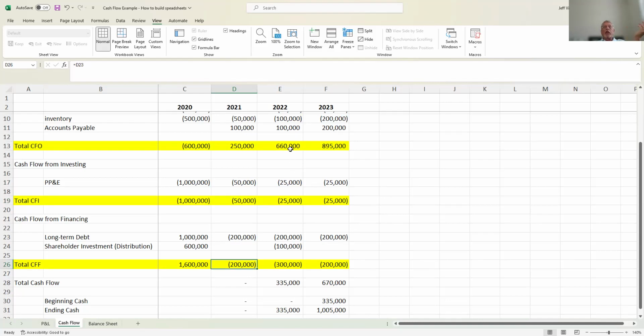The next year, you created 660,000. You only used 25,000 for CapEx. Here you used $200,000 to pay down debt, and you decided, hey, I want some of that, and you paid yourself $100,000. So this is a distribution to you as the shareholder. So in total, you used 325,000. You've got additional cash of 335,000.